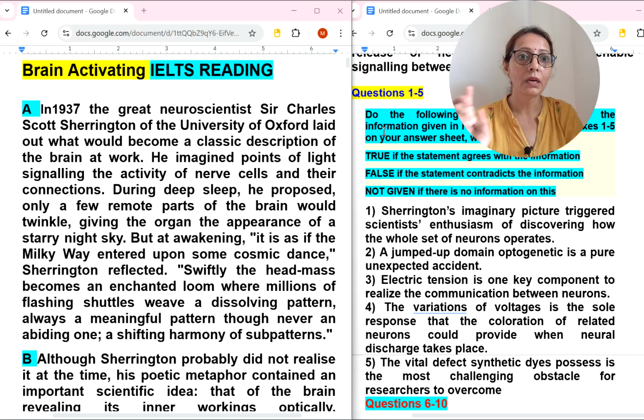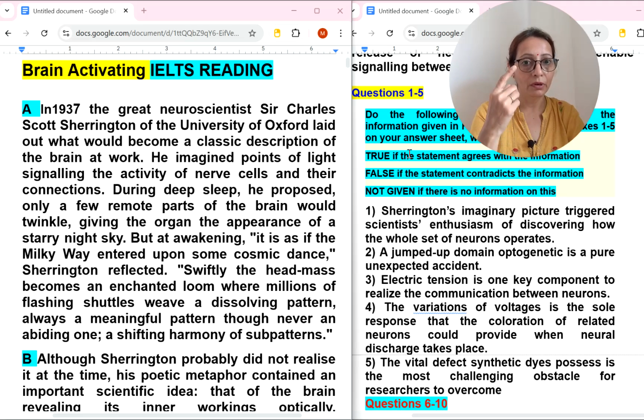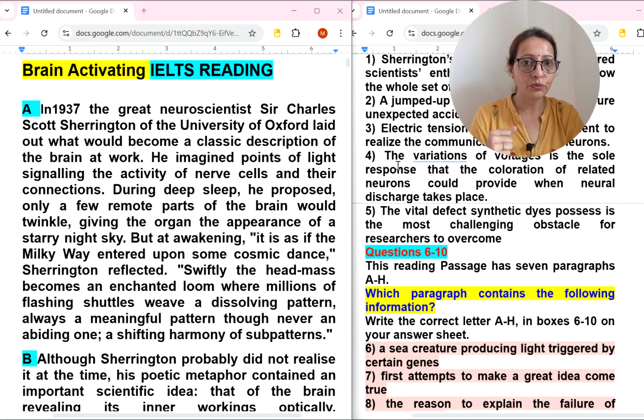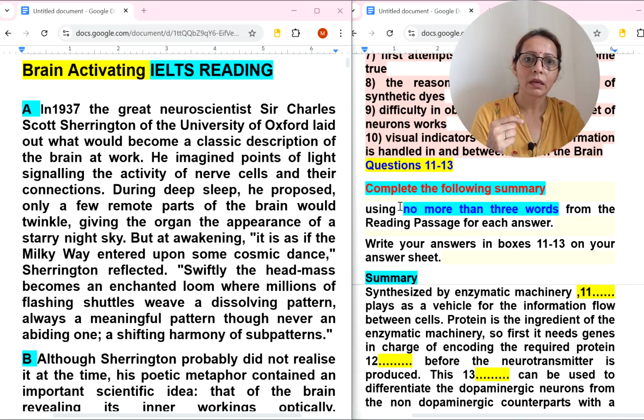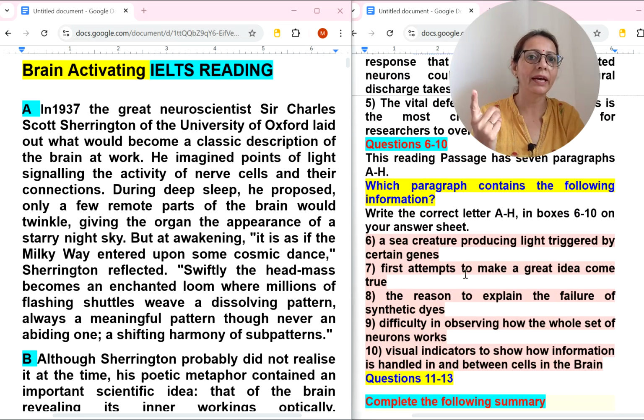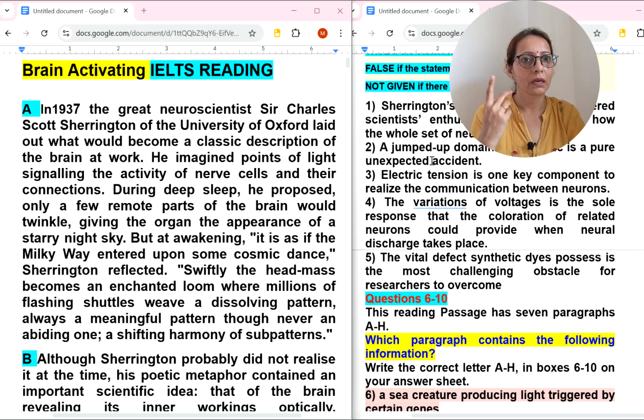I will not be reading anything in this reading passage. Initially I will look at the questions. First is true false not given, second is which paragraph contains the following information, and then fill in the blanks. I can see three types of question. Definitely I would start my reading from true false not given, because this is the first type of question.